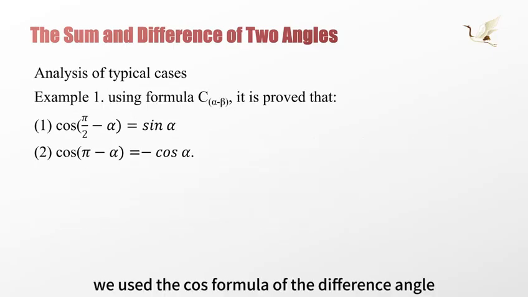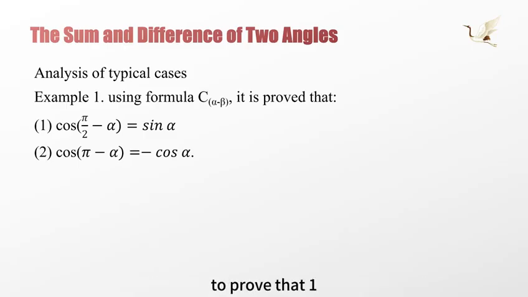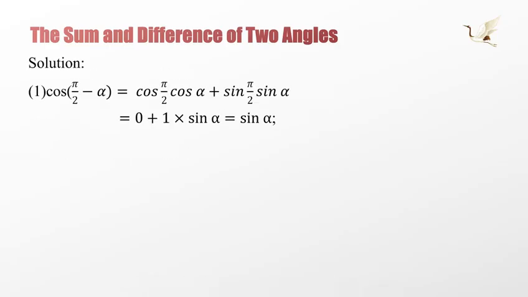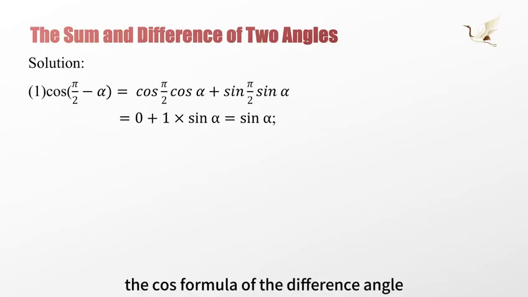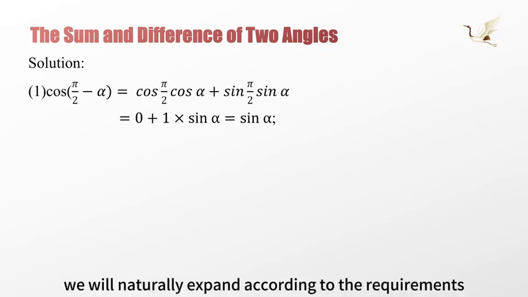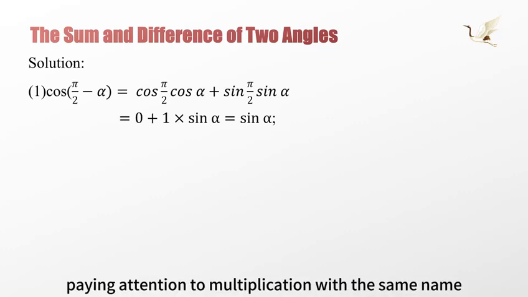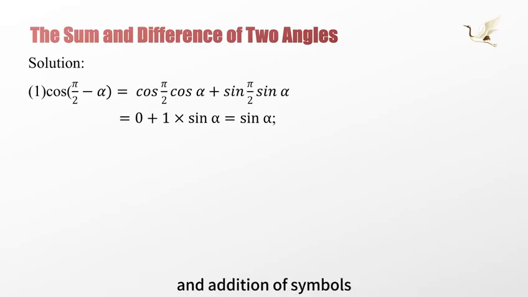We use the cosine formula of the difference angle to prove that one: cosine(π/2 minus alpha) equals sine alpha, and cosine(π minus alpha) equals negative cosine alpha. In the question, we are required to use the cosine formula of the difference angle. Therefore, in the first question, we will naturally expand according to the requirements, paying attention to multiplication of the same-name functions and addition of the terms.